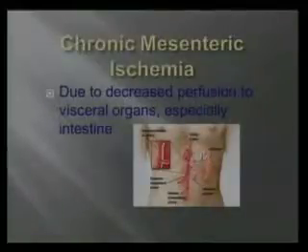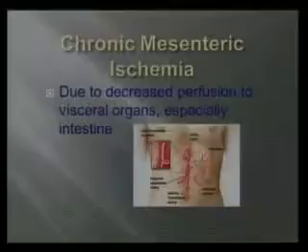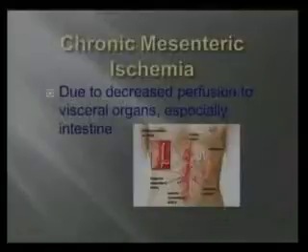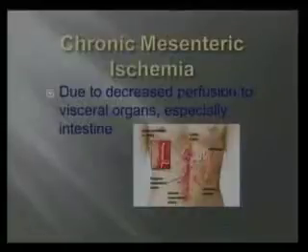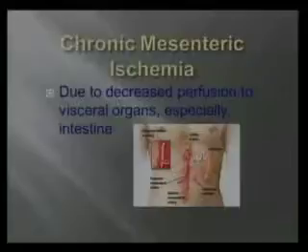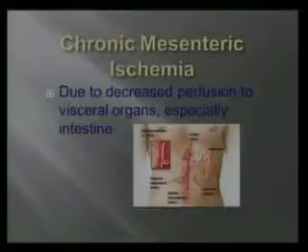Okay. Chronic mesenteric ischemia is different from acute mesenteric ischemia. This is mostly, over 90% of patients, due to atherosclerosis and a decrease of perfusion to visceral organs, especially the intestine. So you can see some blockages in the visceral artery that decreased perfusion and caused clinical presentations.